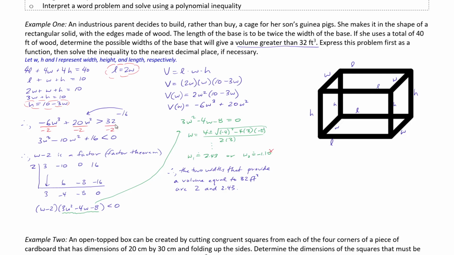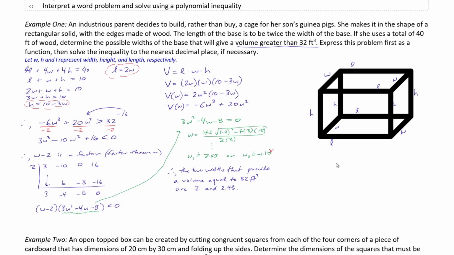But the zero came from when we originally inserted the 32 and then we brought it over to the other side. So we are solving for widths, and these are the cases that would allow it to be exactly 32. The issue is that we don't want the widths that give us exactly 32. We want widths that give us a volume greater than 32, right? So we want widths that cause this expression to be less than zero, because that's how we set up our inequality. So that leads me to performing an interval chart.